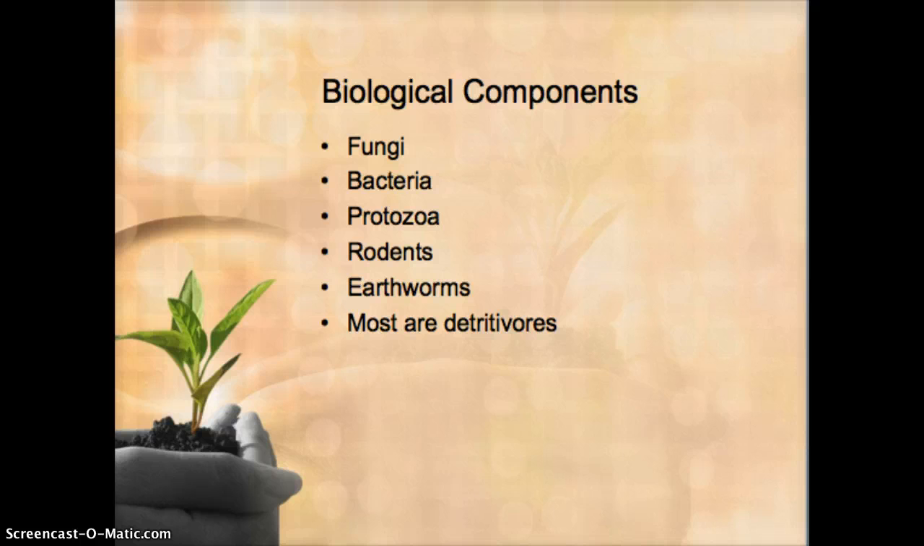And then the third component. We talked about the physical and the chemical, and then last, the biological components of soil: the fungi, bacteria, protozoa, rodents, earthworms. Together, they're often called detritivores, and we'll talk about those when we talk about more ecology in our next unit. But these are all also vital components to the soil.